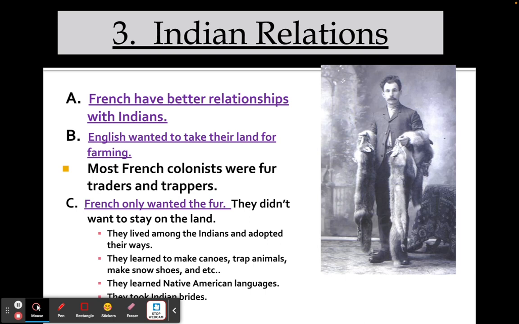The French only wanted fur. They didn't want to stay on the land. They lived among Native Americans. They learned how to make canoes, how to trap animals, make snowshoes. They learned how to speak the language that Native Americans spoke. Also, some of the French traders married Native American women. So you have the French kind of melding into the life of the Native Americans, where the British were the opposite. They just wanted to take the land from the natives.